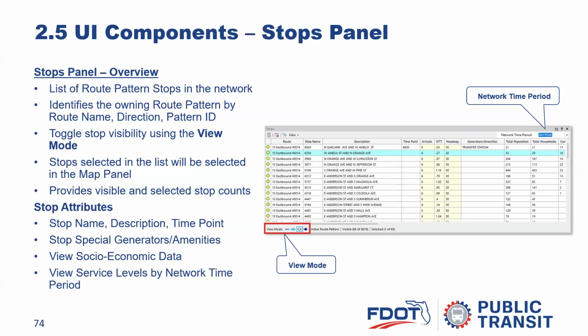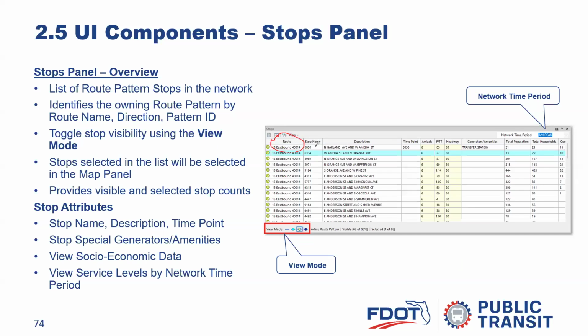So this gives you the list of route pattern stops in the network. So for TBEST, every stop is assigned to a pattern. So when you look at this in terms of the owning route pattern for a stop, what you get, and I'll annotate again here, is on this panel, you have the routes. So here's the owning route. So it's 15 eastbound and the pattern is 40014.